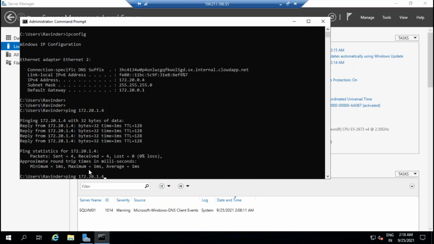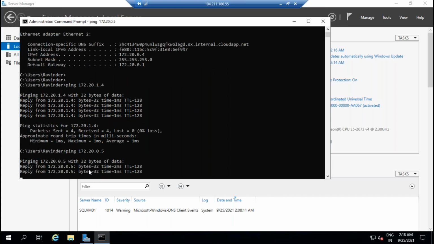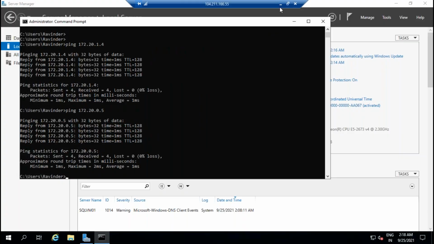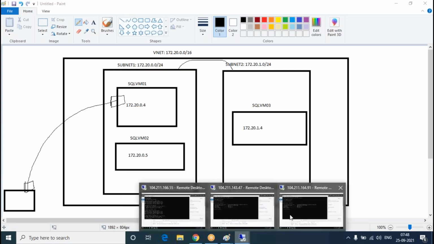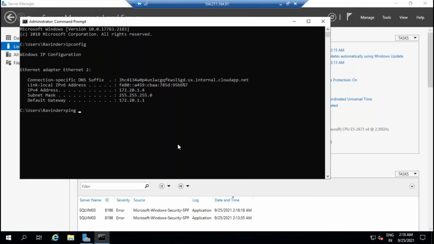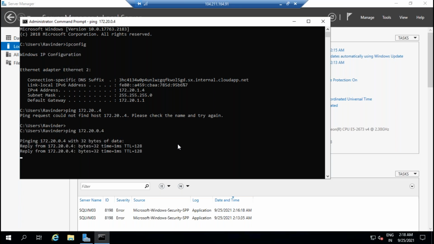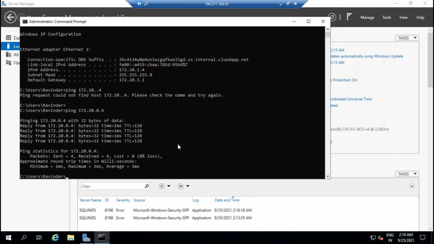So now if I try to ping 172.20.0.5 also, within one network, all subnets will talk seamlessly. That you need to keep in mind. So 0.5 is also communicating. If I come to this VM and ping the other two VMs, 172.20.0.4. Sorry, what happened? 0.4, it is pinging.